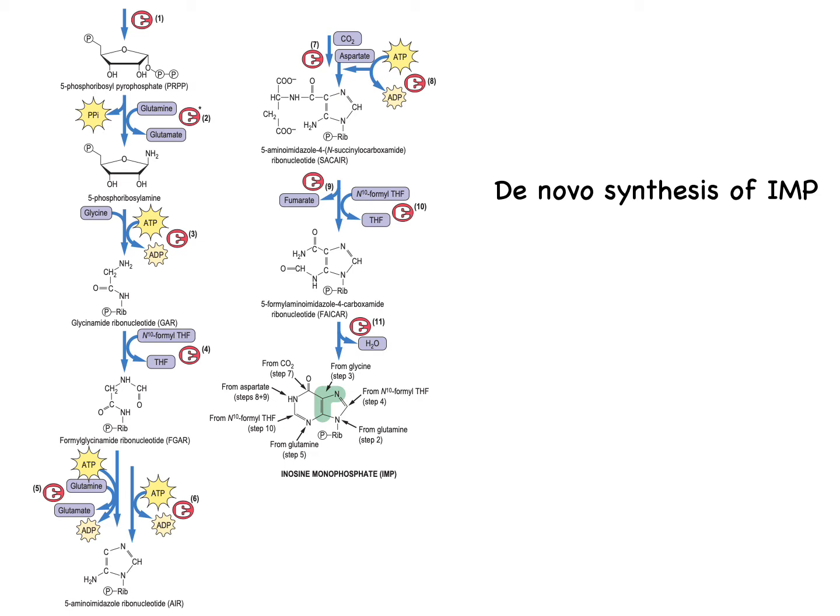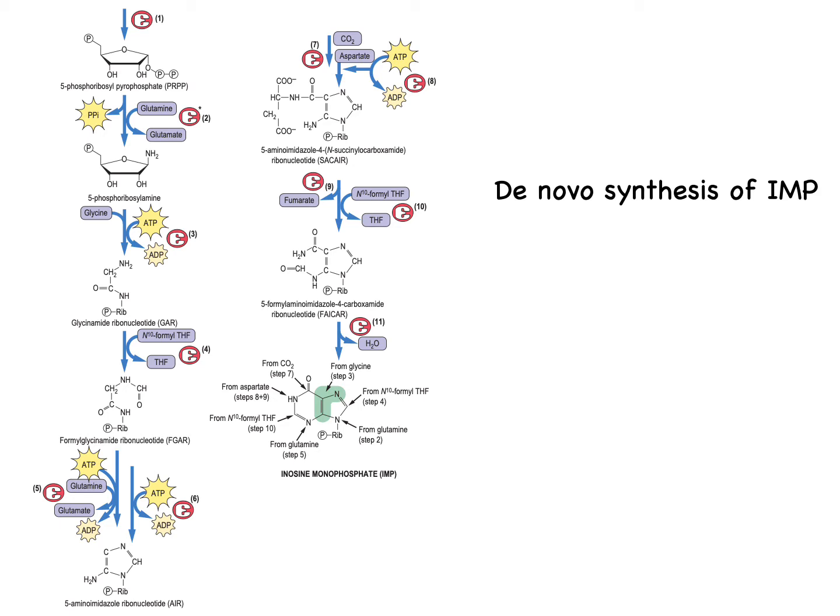Then CO2 is added, and nitrogen is added to that, donated from aspartate, and then it gets cleaved off or deaminated, producing fumarate, which, as we all remember, is an intermediate in the TCA cycle. And so we'll come back to that. Add another methyl group from tetrahydrofolate, and we're ready to close that ring as well. So now we've ended up with inosine monophosphate.